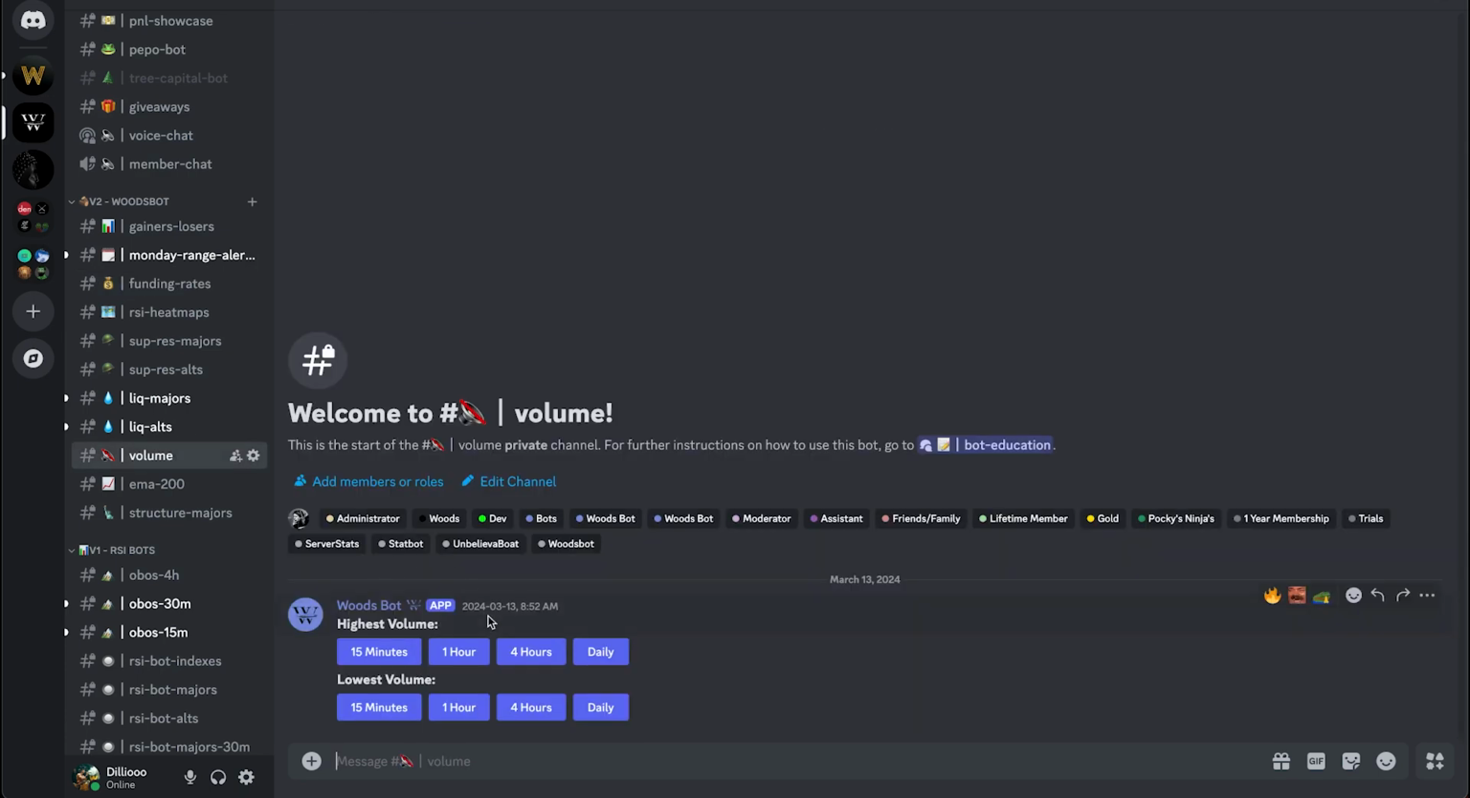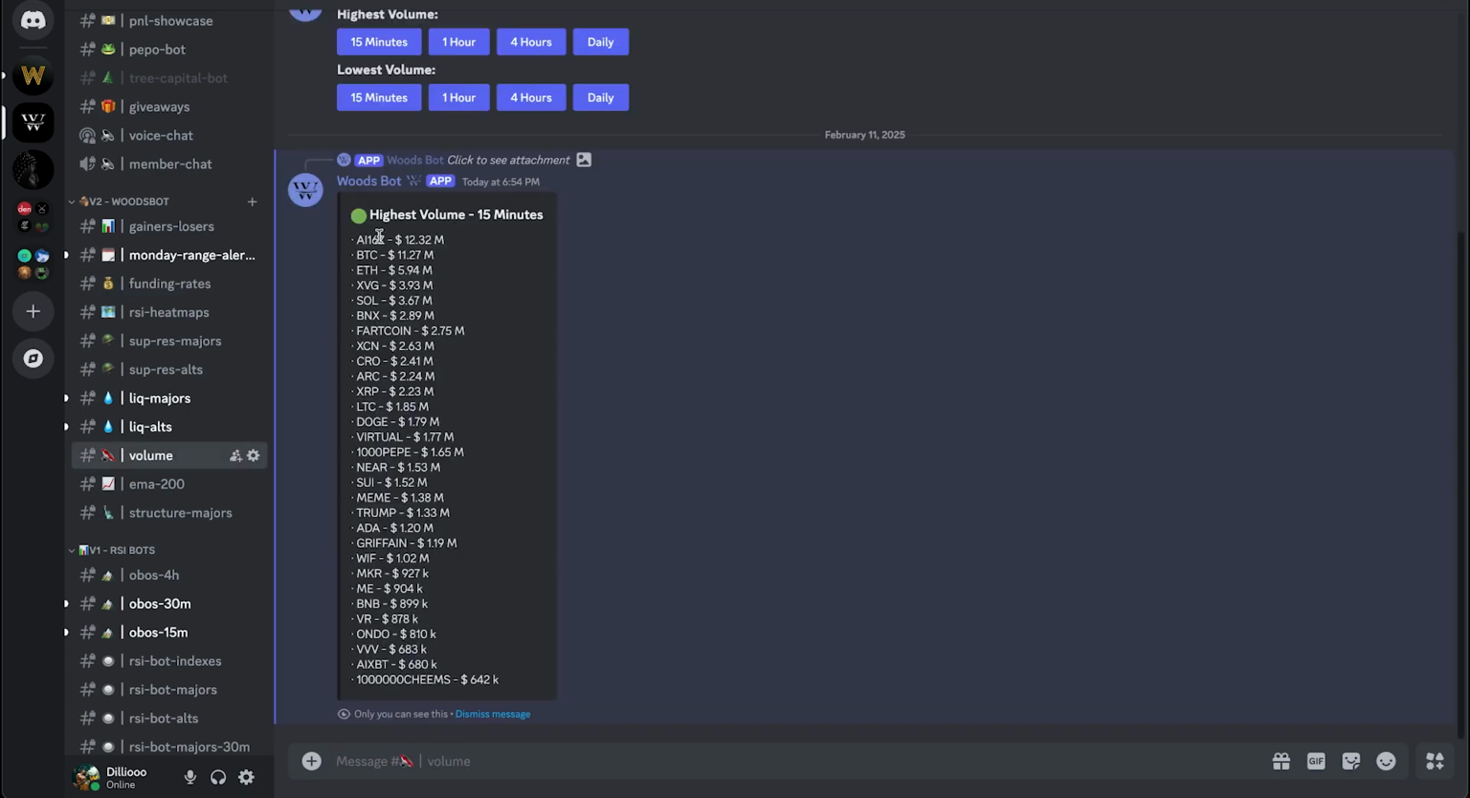Another one is the volume bot. See what's got the most volume in the market in the last 15 minutes, 1 hour, 4 hour, daily. Just build a general bias of maybe these coins are worth trading because they have the most volume. Maybe it's a low volume weekend or we're chopping around and you want to look for those coins with volume. This is a bot to do that.